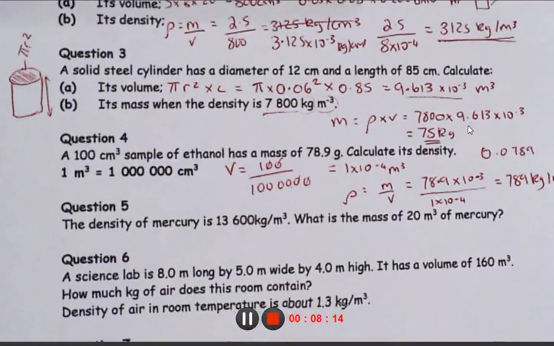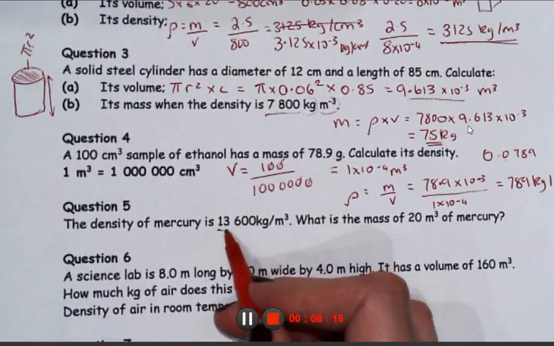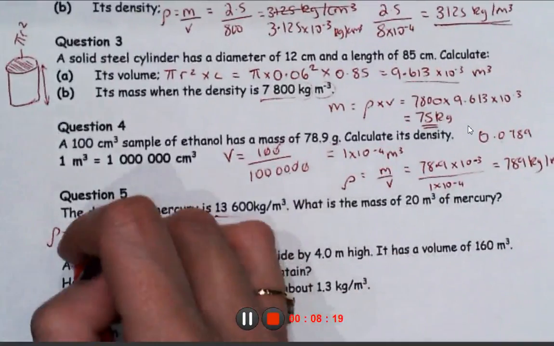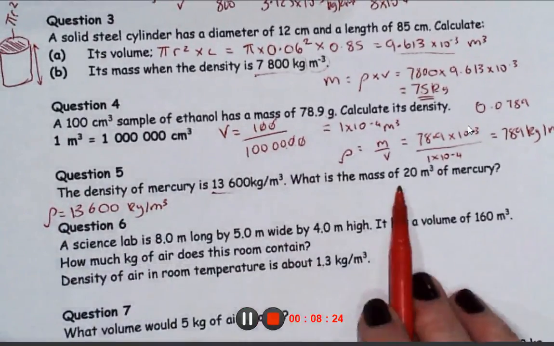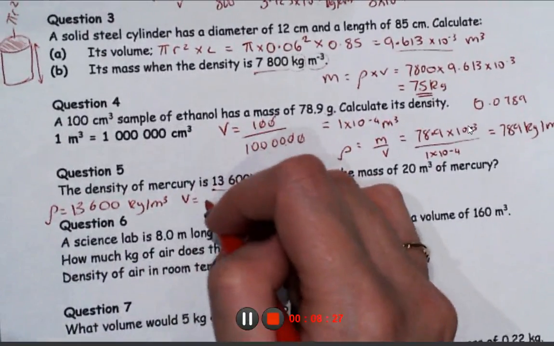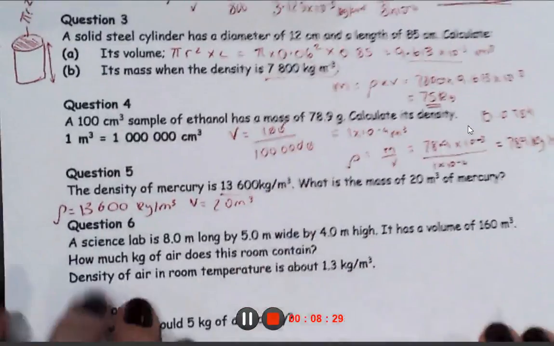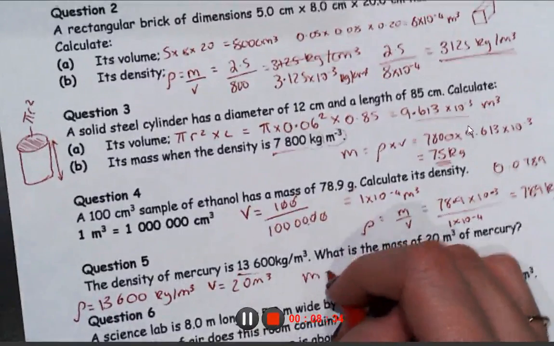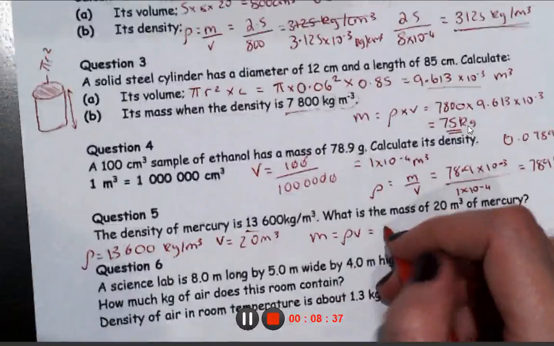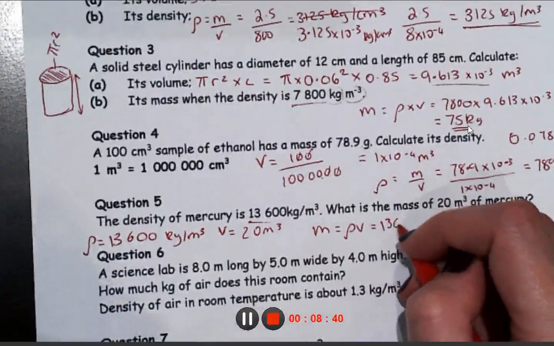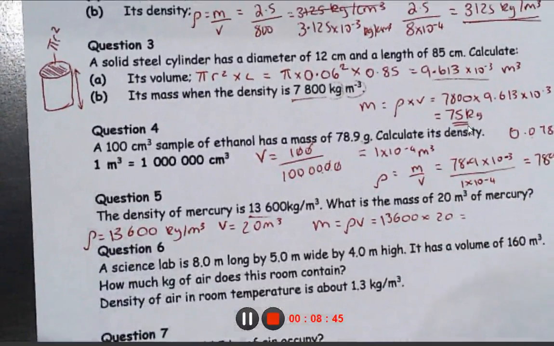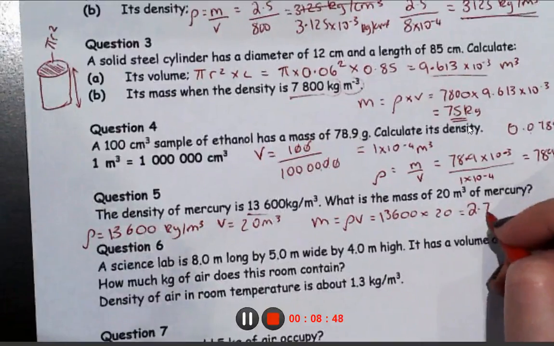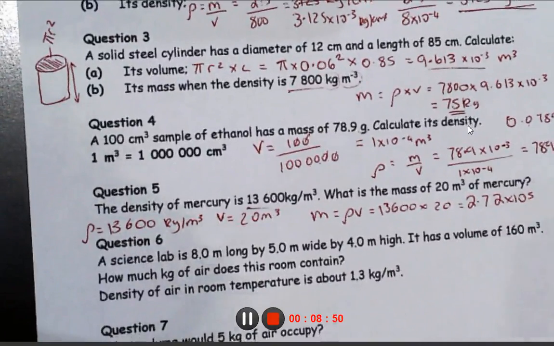Right, let's look at question 5. We've got the density of mercury is 13,600 kilograms per metre cubed. What is the mass of 20 metres cubed? So we want mass. Mass is density times volume. So I'm going to do 13,600 times 20, which gives me an answer of 2.72 times 10 to the 5 kilograms.